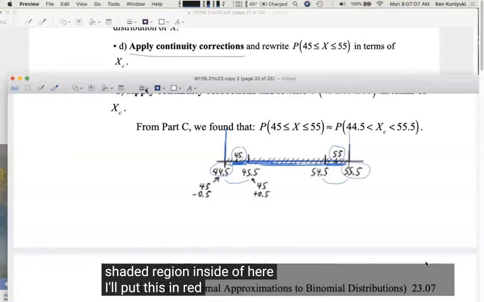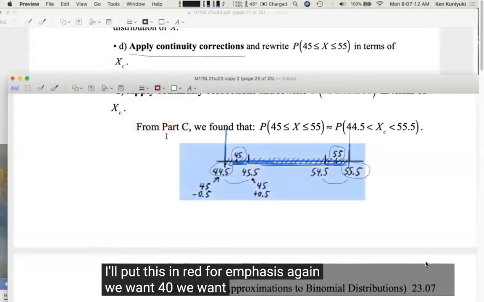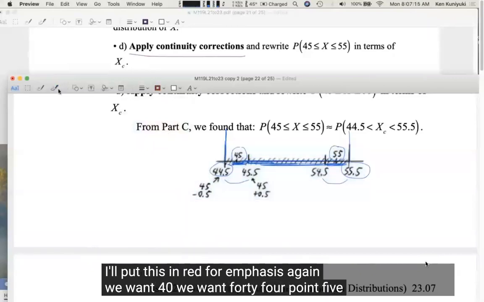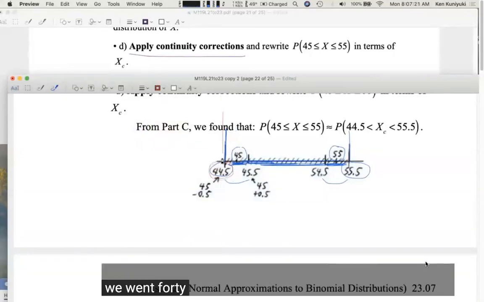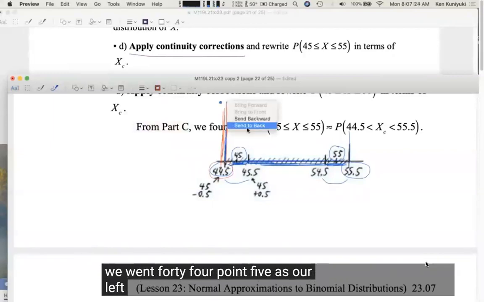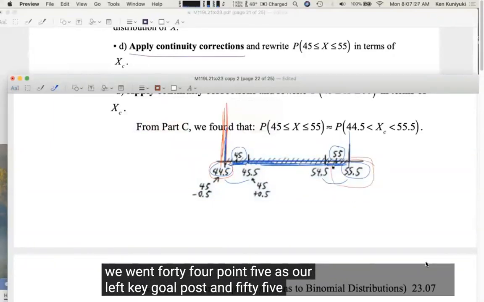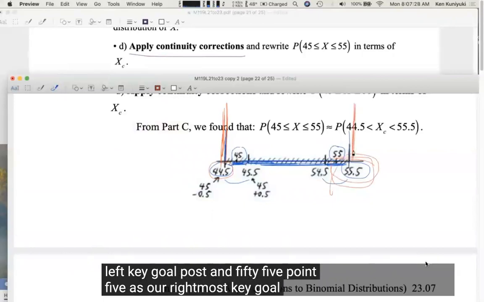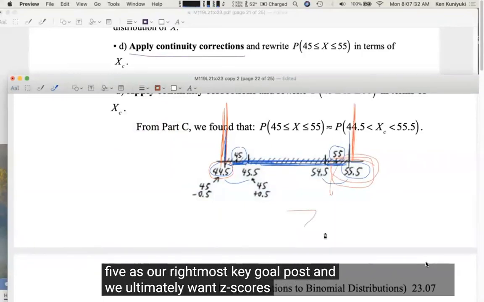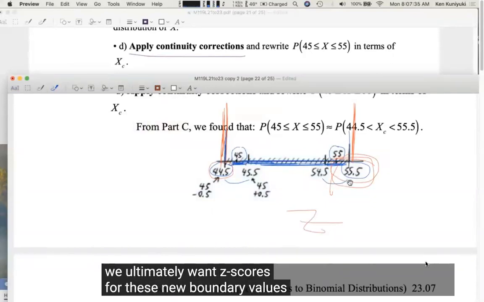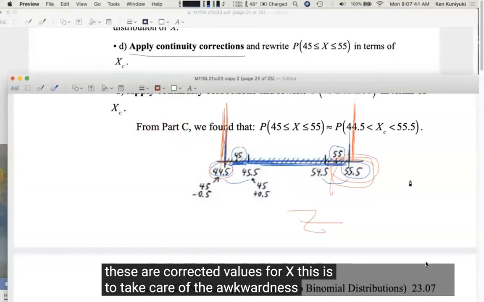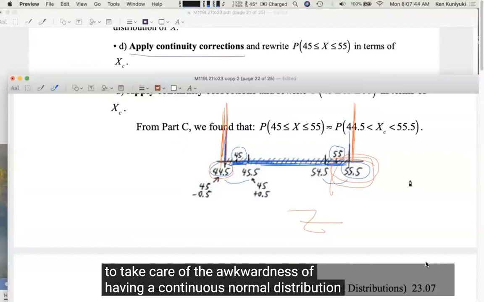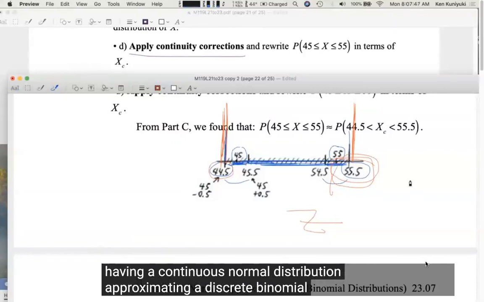I'll put this in red for emphasis. Again, we want 44.5 as our left key goalpost, and 55.5 as our rightmost key goalpost. And we ultimately want z-scores for these new boundary values over here. These are corrected values for X. This is to take care of the awkwardness of having a continuous normal distribution approximating a discrete binomial distribution.